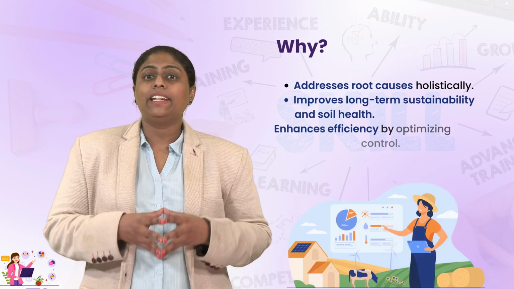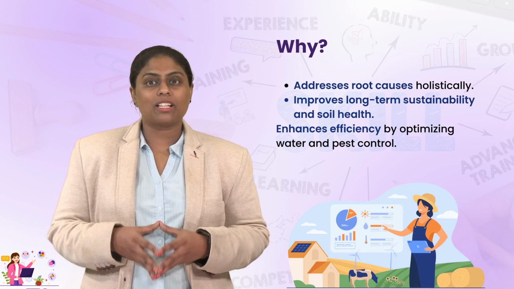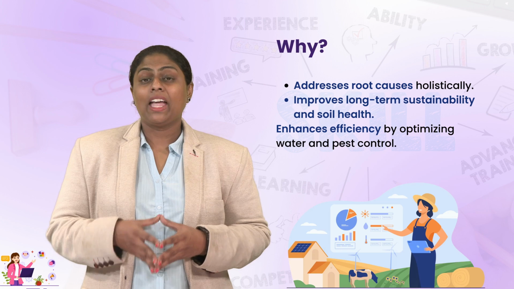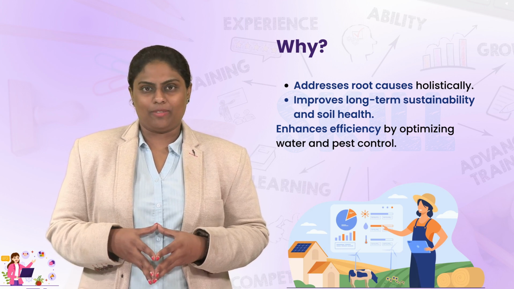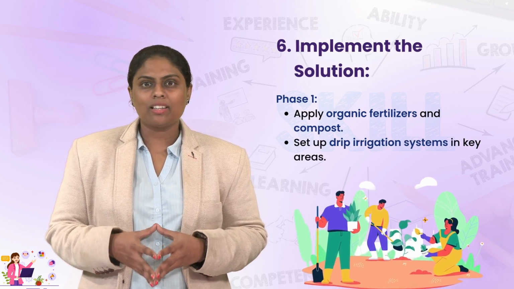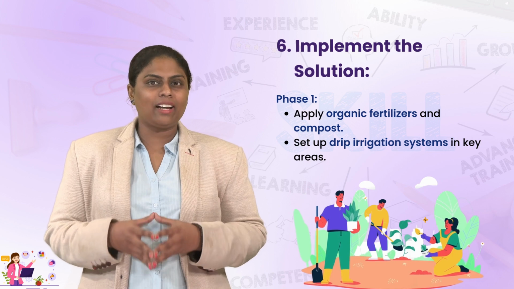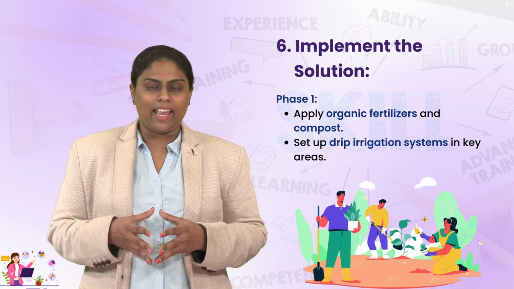Why? Because it addresses root causes holistically, improves long term sustainability and soil health, enhances efficiency by optimizing water and pest control. Sixth is to implement the solution. Phase 1 includes applying organic fertilizers and compost. Set up drip irrigation system in key areas.